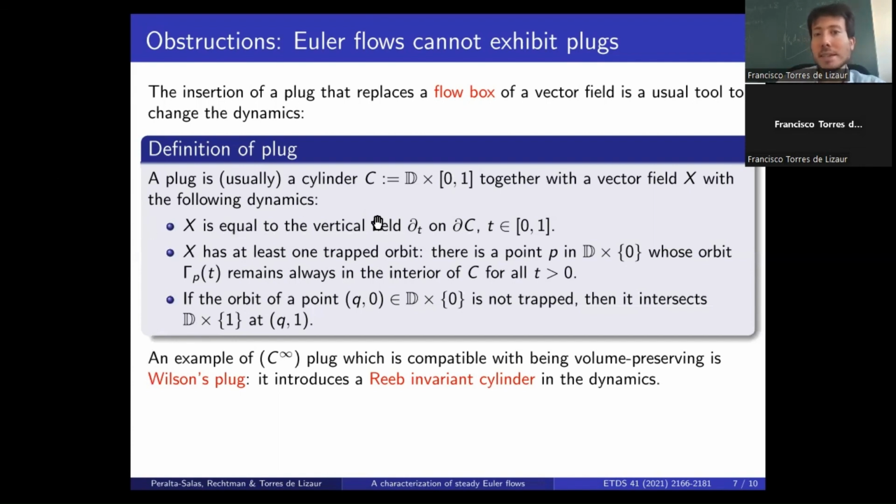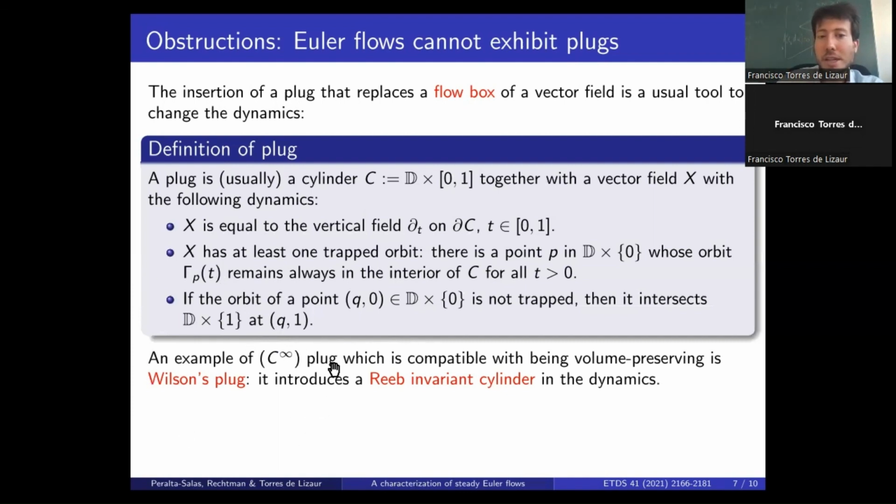So more precisely, a plug is a cylinder together with a vector field X with the following dynamics. The vector field is still the vertical field on the boundary of the cylinder. It's transverse to the top cap and to the bottom cap, and it's tangent to the sides of the cylinder. But the key is that there is at least one orbit that does not exit the cylinder. So for some point in the bottom cap, its orbit remains always trapped inside the cylinder for all positive time. And then the third condition is that if the orbit of a point in the bottom cap exits, then this orbit exits by the opposite point Q1.